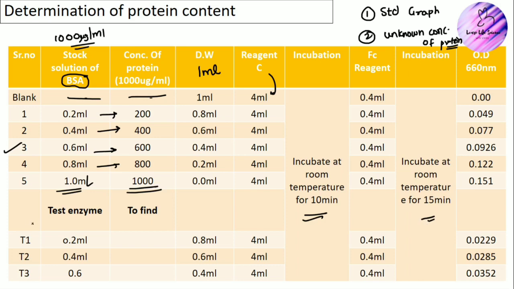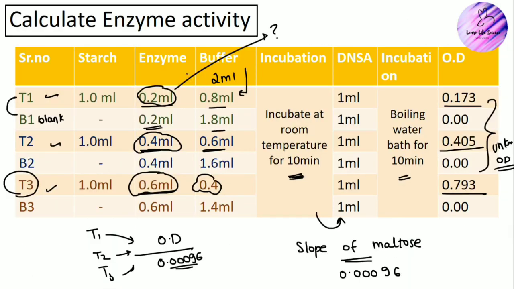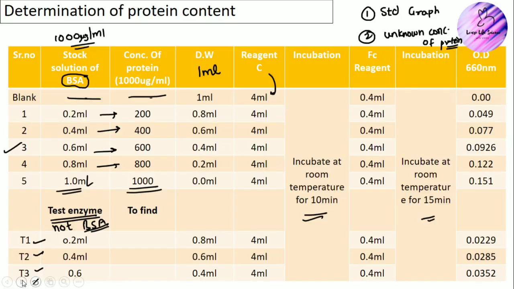Now just have a look at the second portion. In the second part you will have to prepare 3 test tubes, T1, T2 and T3. In these 3 test tubes you will have to add the test enzyme, not BSA. Note this thing, not BSA. Here you will have to add the test enzyme which you have used in this protocol. Here you have taken the enzyme amylase. So similarly you will use your enzyme amylase here, 0.2 ml, 0.4 ml and 0.6 ml.